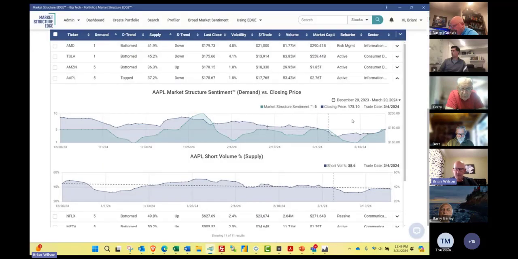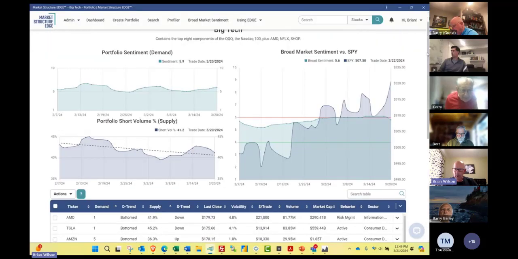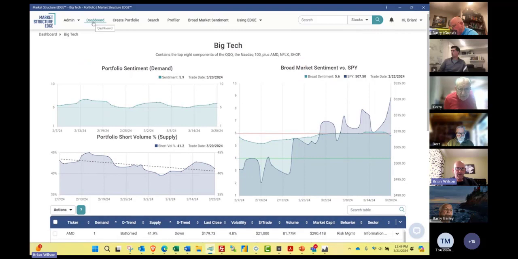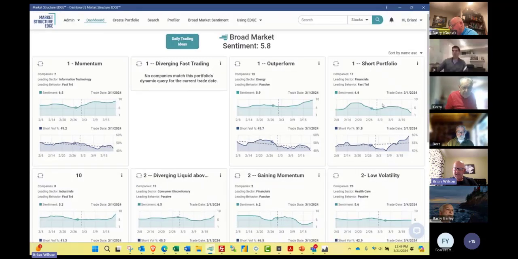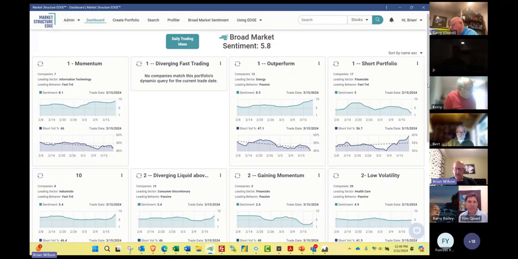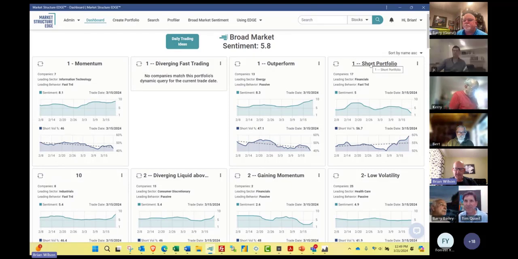Let me shift back to the overall portfolio here. Move back to my dashboard. I mentioned this in my note this morning. And Barry, I know that you have a short portfolio, and maybe you can speak into what you do here in a moment. But I'll show you what I do.